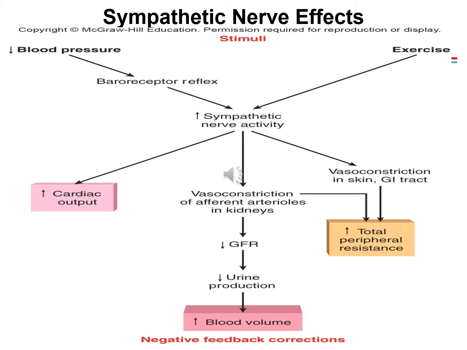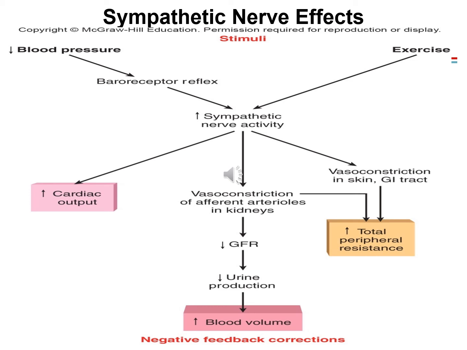The other pathway used by the sympathetic nervous system is the afferent arteriole in the kidneys, producing vasoconstriction. Producing vasoconstriction reduces the glomerular filtration rate. Reducing the glomerular filtration rate reduces the urine production. Reducing the urine production increases the blood volume. We eliminate less water in urine, and we keep more water in plasma. By doing so, we increase the blood volume. By increasing the blood volume, we increase the blood pressure.